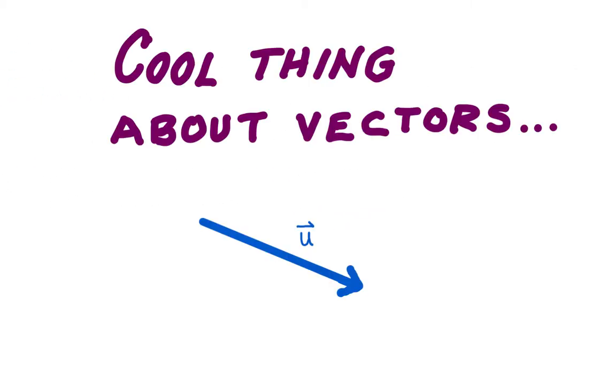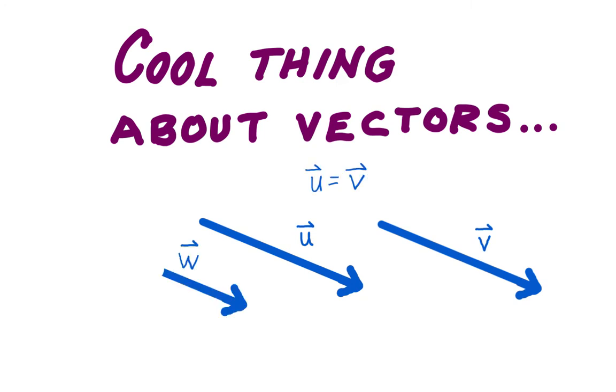Now, here's a really cool thing about vectors. This vector U is exactly equal to this vector V. I'll explain why that's cool in a little bit, but let's talk about when vectors are equal and when they are not. Vectors U and V here are equal because they have both the same magnitude and the same direction. So we could write that vector U equals vector V.